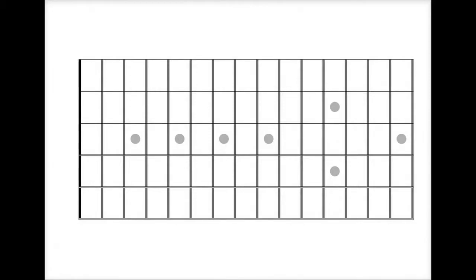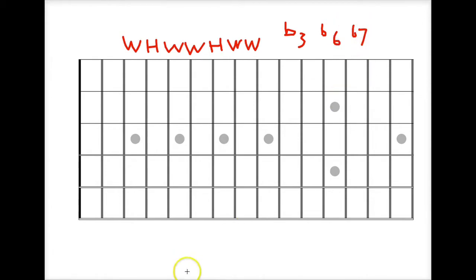We're going to plot out the G minor scale today, and if you recall, I hope you recall, the formula for the minor scale is whole, half, whole, whole, half, whole, whole, and the minor scale has a flat 3, a flat 6, and a flat 7. So let's do this.